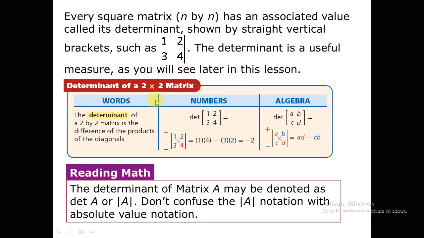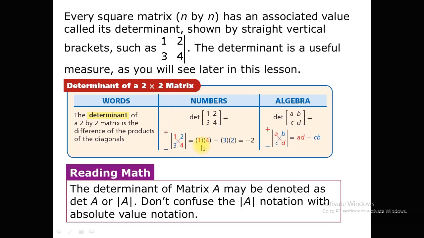For example, we have a 2 by 2 matrix. Then the determinant of a 2 by 2 matrix is the difference of the products of the diagonal elements. So multiply these diagonal elements, then multiply the other diagonal elements, and then subtract the results, and we get the determinant of this matrix. For example, this is one diagonal and this is another diagonal.